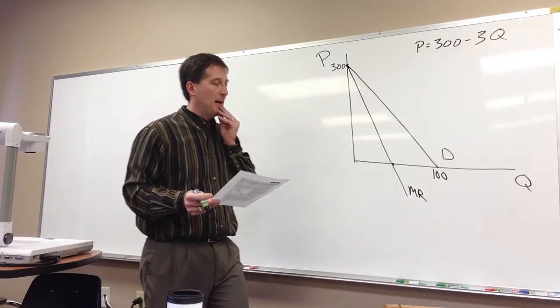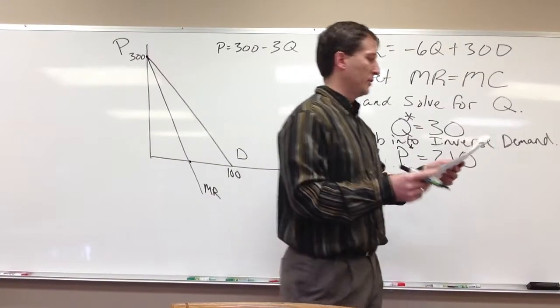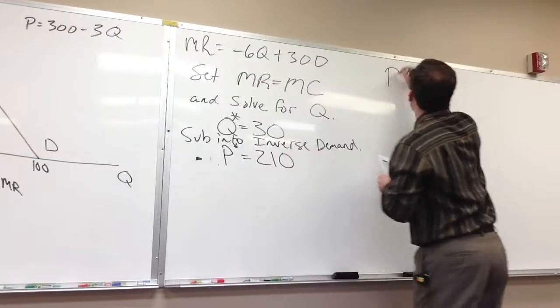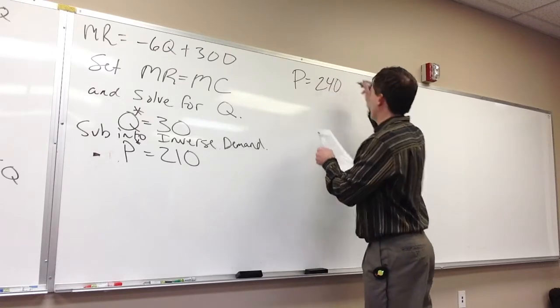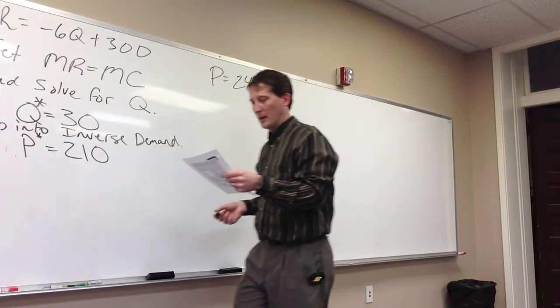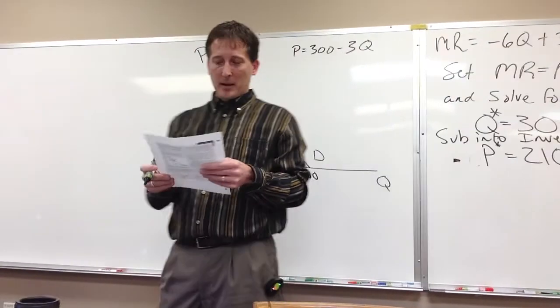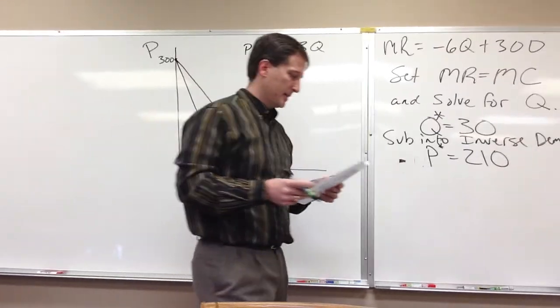Okay, so now we have a shift in demand in part B. If the firm's demand changes to 240 minus 2q, while its marginal cost remains the same, what is the firm's profit maximizing level of output and price?